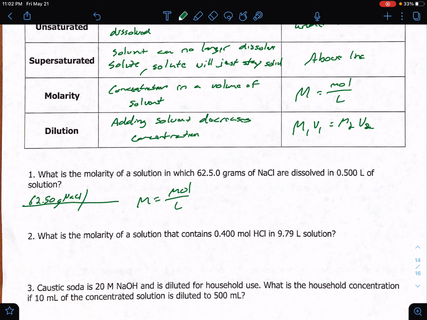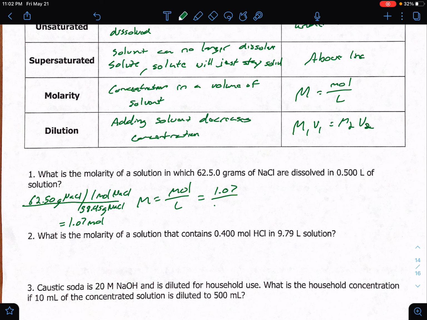I'm going to do a one-stepper. So grams of NaCl goes on bottom. Moles goes on top. So 1 mole of NaCl equals the mass. And NaCl has a mass of 58.45 grams. So divide 62.50 by 58.45, and that's going to give you 1.07 moles. So now I know my moles. So you can take your 1.07 moles, divide it by your 0.500 liters, and I get a concentration of 2.14 M.